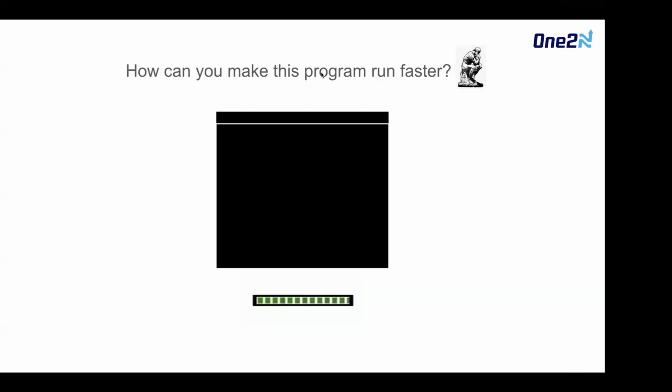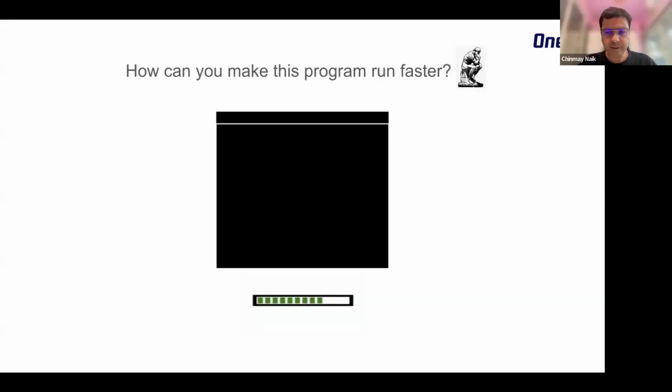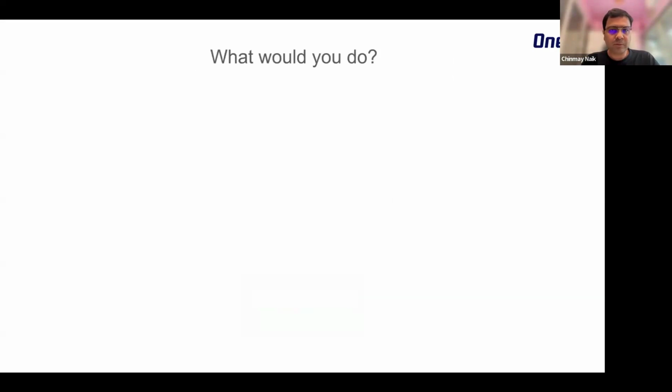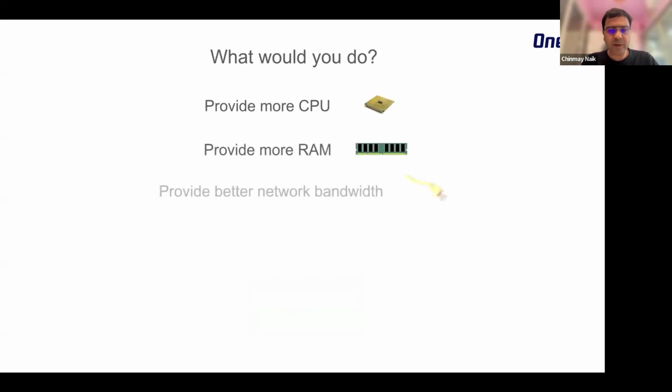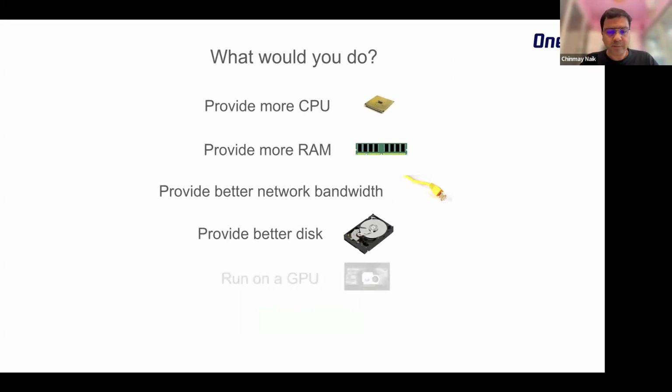We'll throw in more resources. Fair enough. Yeah, so we throw in more resources. If we don't know what the program does, the only thing that we can do is probably provide more CPU and see if it works. Then you provide maybe more RAM and see if that improves the performance. You basically provide more of the classic 3 or 4 types of resources: CPU, RAM, network bandwidth, and probably better disk. If it's very CPU intensive, you may even run it on GPU.